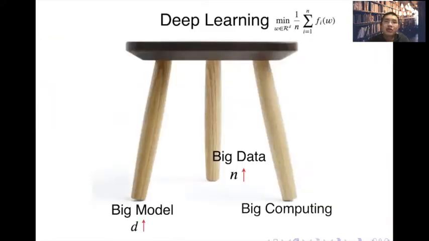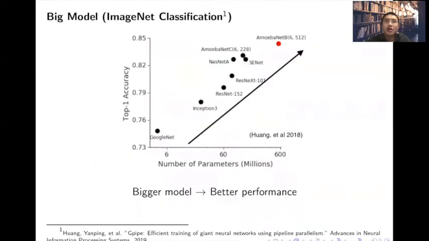The success of deep learning depends on three important factors: big model, big data, and big computing. In terms of big model, let's take the ImageNet classification as the example. In the figure, we can see that from GoogleNet, which had about 4 or 5 million parameters, to the MBZUAI, which had about 600 million parameters, the top-1 accuracy on ImageNet dataset can be improved from 75% to 85%. We can see that the bigger model we have, the better performance we can achieve.